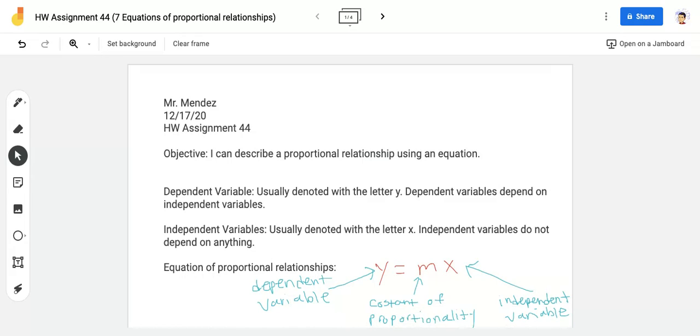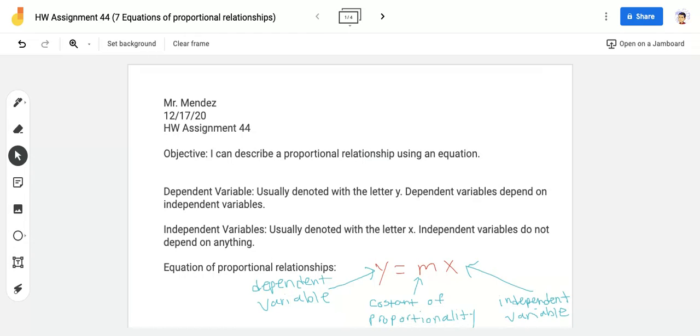So one, the use of the dependent variable. It's usually denoted with the letter y. A dependent variable depends on independent variables. There are a lot of relationships in life where one quantity depends on another quantity. For example, I gave the example yesterday, you're working a job and you make $15 an hour. Two quantities that we have there are money and time. So the dependent variable in that case would be the money.